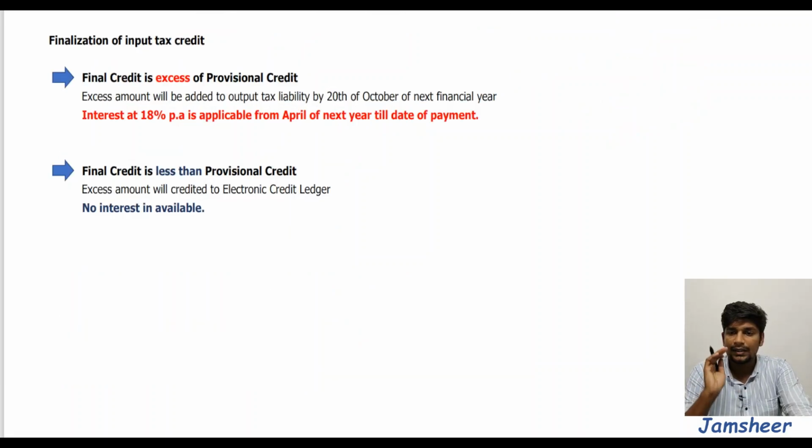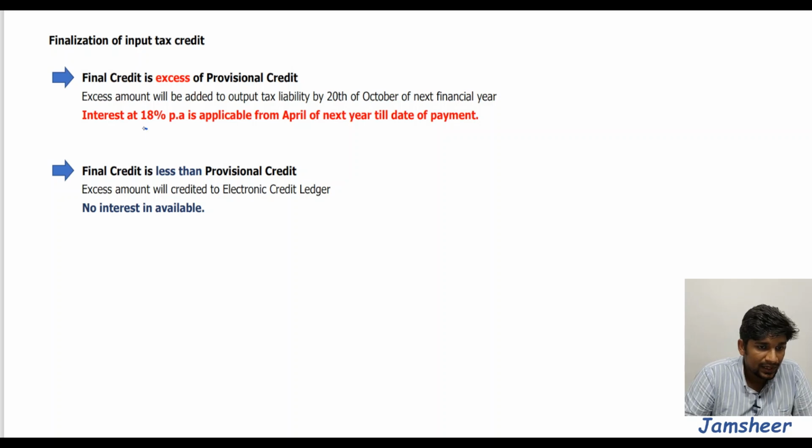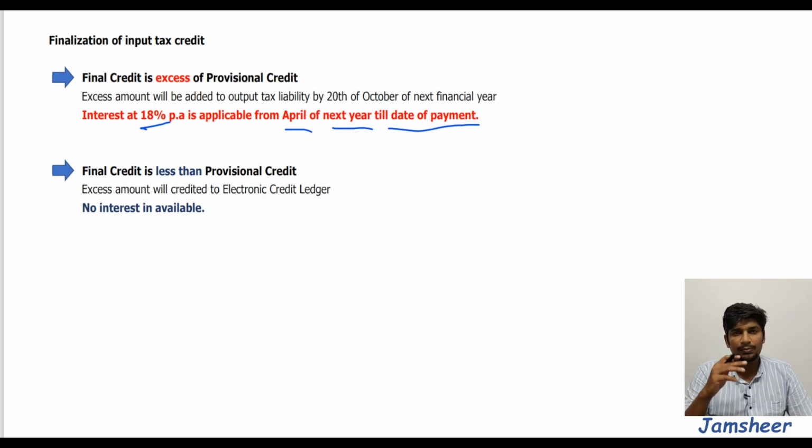At the end of the financial year, we will be calculating the finalization of the input tax credit reversal. If the final input tax credit reversal is in excess of the provisional credit, then we have to repay the input tax credit reversal with 18% interest from April of next year till the date of payment. So how will it be calculated? For the current year, we will be calculating input tax credit reversal on a provisional basis with respect to each month.